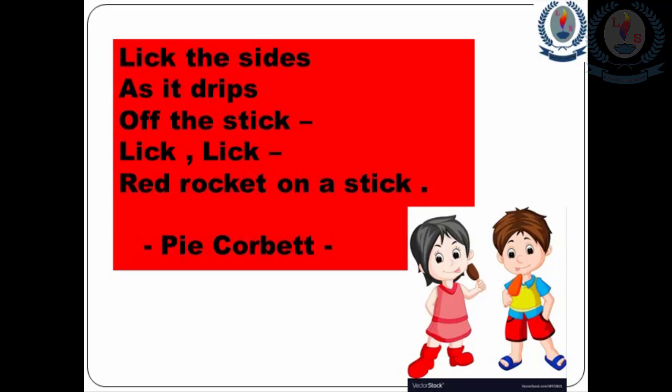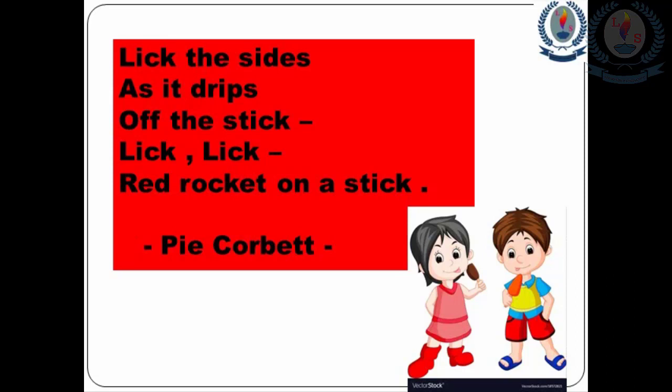Then the writer is telling as it drips off the stick. Off means to remove. Now we can say, as an example, off your shoes. That means to remove your shoes. So like that the writer is telling that as it goes inside your mouth, take it off the stick quickly. Otherwise it will damage your mouth. Lick, lick. Red rocket on a stick. Here the word lick is repeating.